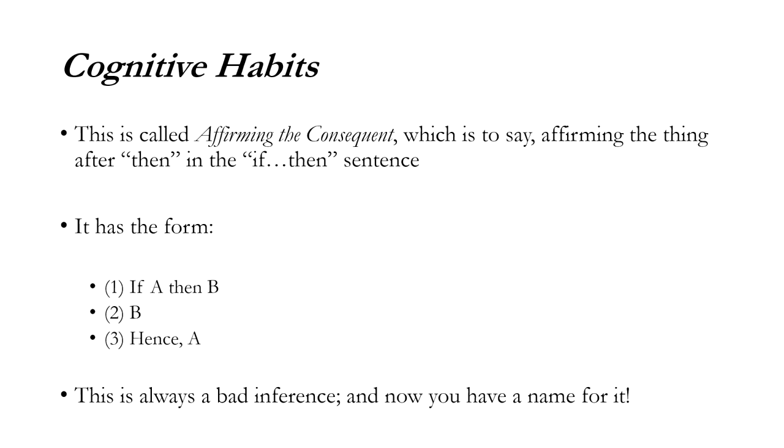They call it this because it just means affirming the thing after the then in the if-then sentence, which is called the consequent. It has the form if A then B, B, hence A. And this is always a bad inference. And now you have a name for it, so you can see it in the wild, and you can spot it, and you can avoid it.